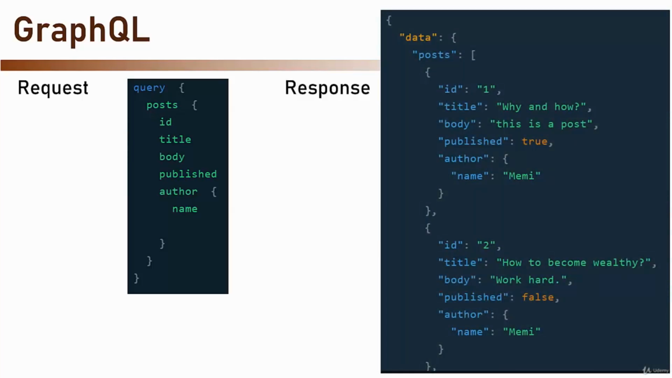And you can see that we've got exactly what we asked for. We get only the fields that we asked for, including the name of the author, which is a field stored in a different table in this case.